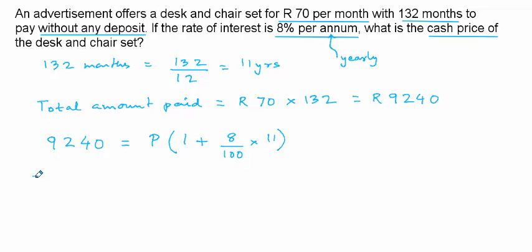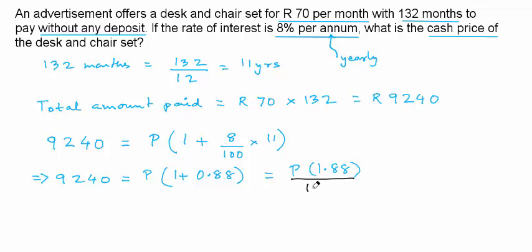So therefore we have 9,240 is equal to P times 1 plus, this is 0.08, 0.08 times 11 is going to be 0.88. So this is equal to P times 1.88. To find P, we divide both sides with 1.88. That gives us the cash price to be equal to 4,914.89 Rand. Let's try another one.